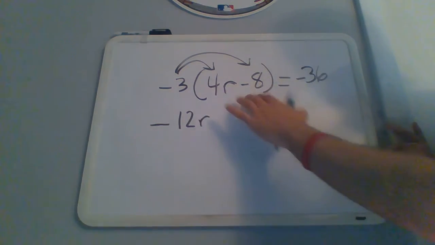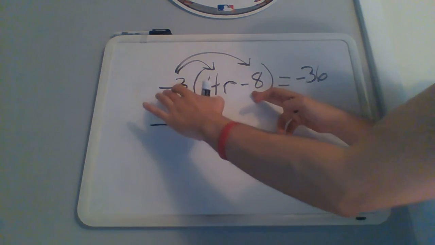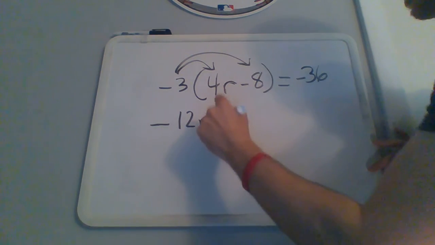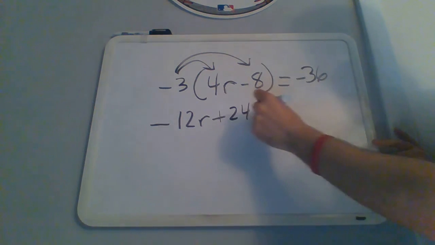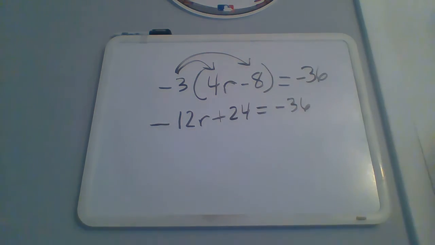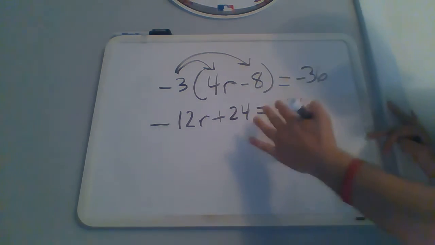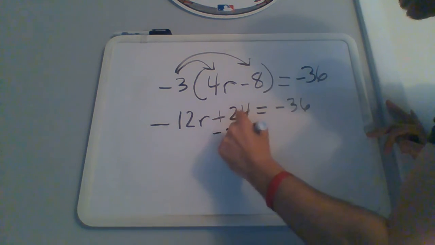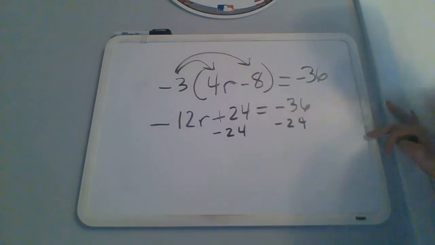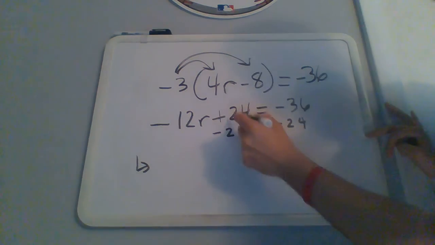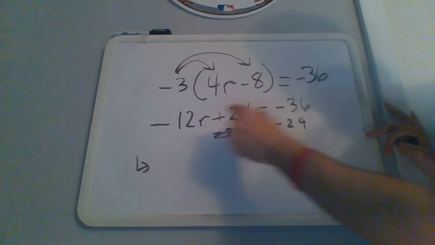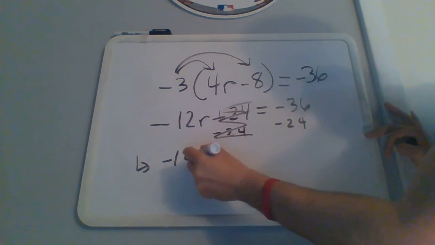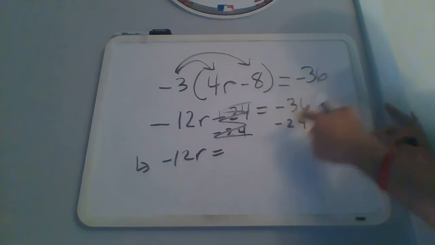Negative 3 times negative 8. When the signs are the same, like in this case, a negative and a negative, it becomes positive. Negative 3 times negative 8 is positive 24 equals negative 36. Now we want to move everything that's not attached to the variable. So if 24 is being added on this side, we need to subtract it on both sides. 24 minus 24 is 0, so that will cancel out. So on this side of the equal sign, we will have negative 12r equals negative 36 minus 24.